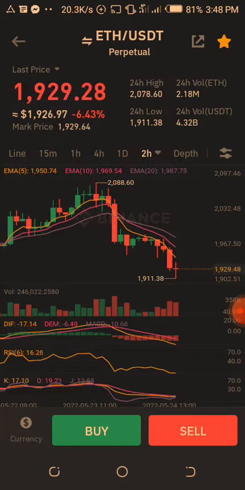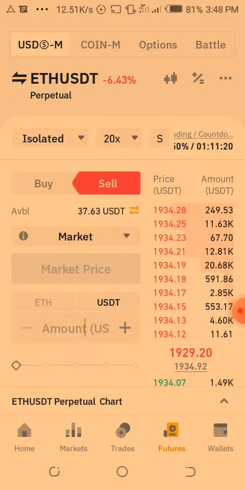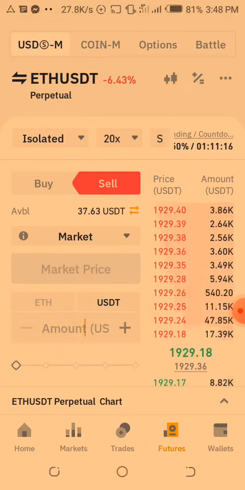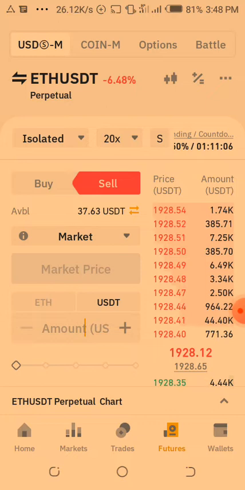Now for us to go back to the working page again, you have to tap on this arrow pointing to the left hand side. When you tap on the arrow, it will take you back to the trading page. Okay, we are on the trading page now. All right, down the trading page you see isolated, you see 20x. All right, this isolated here is showing me that I'm using the isolated margin for this trade, and the leverage rate that I'm using is 20x.